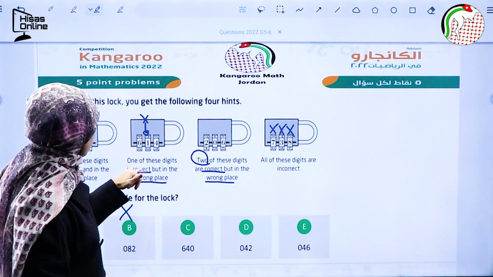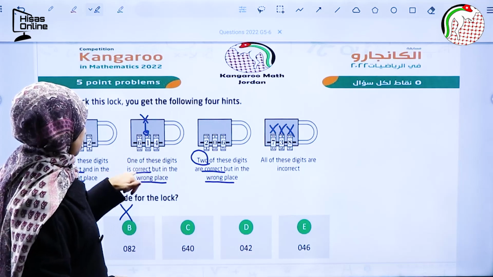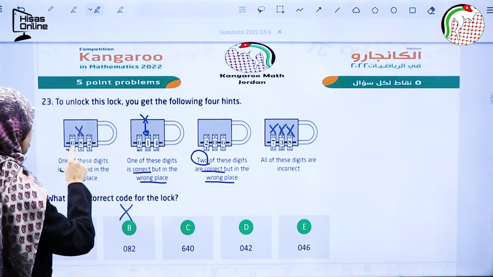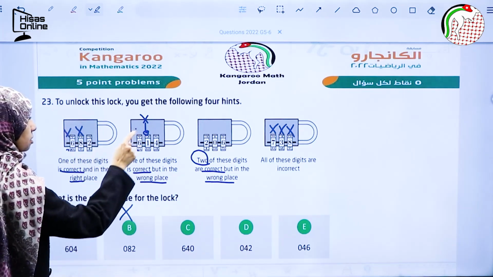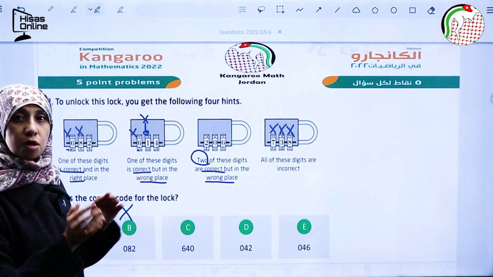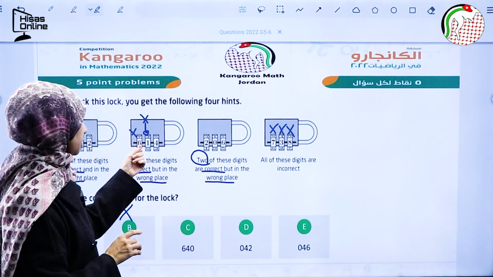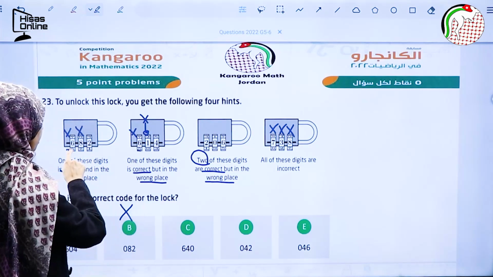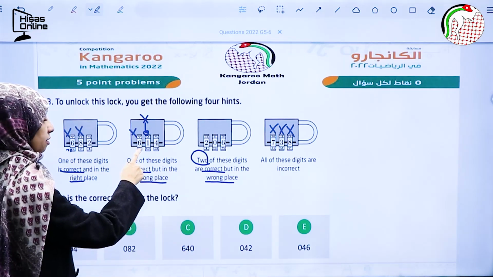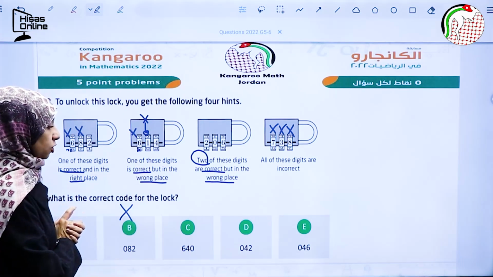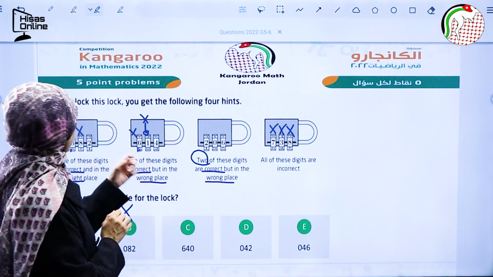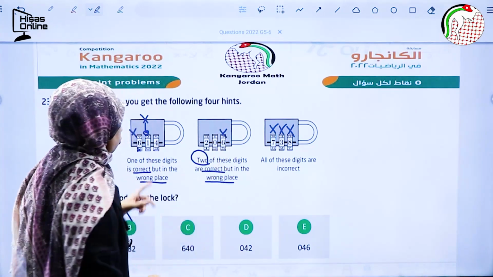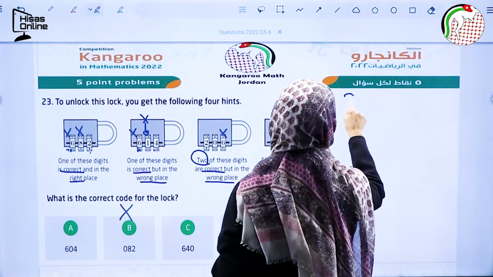right place. Here, they said there's only one digit correct, but it's in the wrong place. So if I assume that this is 6, that means 6 is not my answer because those two pieces of information are opposite. If this is in the right place, it couldn't be here. That means I can't use 6. So I have here 2, I have 4, and I have 0, and we excluded 6 also. So I have 0, 2, and 4.